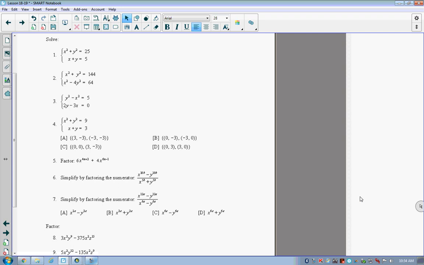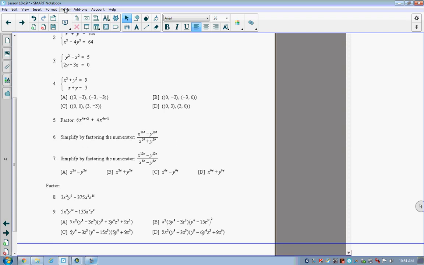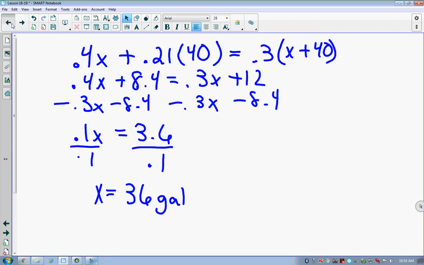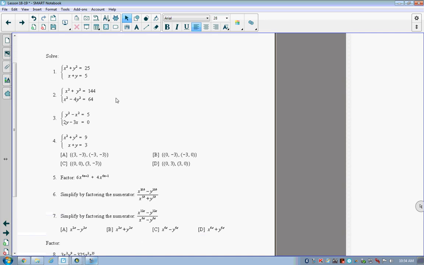When we're talking about nonlinear systems, we're talking about things like ellipses, hyperbolas, circles, those types of things. Things that we could graph on a coordinate plane but are not lines. Something that has a curve to it. Factoring exponentials is what we see in questions 5, 6, and 7. And the last part, sum and difference of two cubes, is questions 8 and 9.